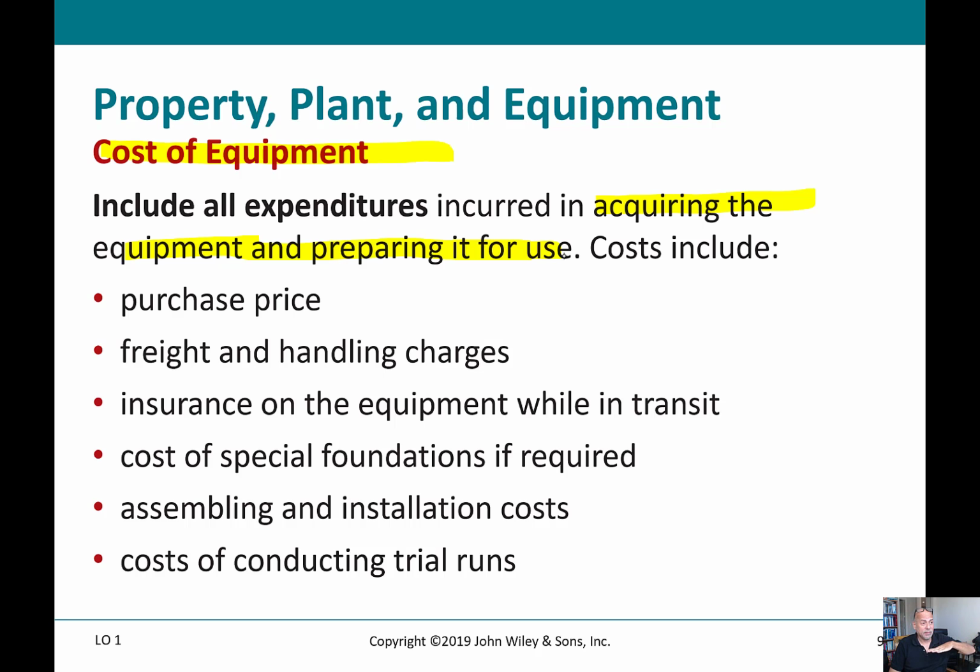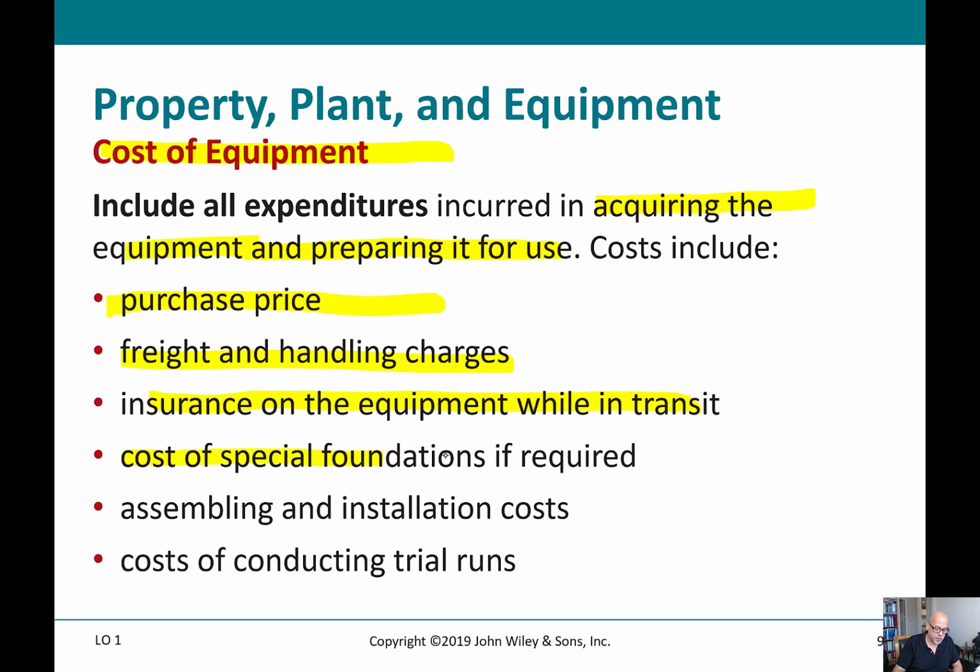Getting the land flat so that you can start the process of what you're going to build on it, that's part of the cost of the land, okay? So we have what? Purchase price, freight and handling charges to bring that equipment, okay? Insurance on the equipment as you go along, okay?